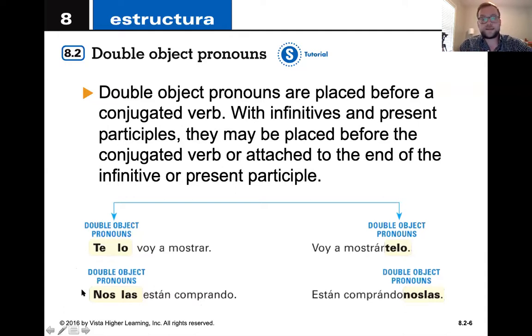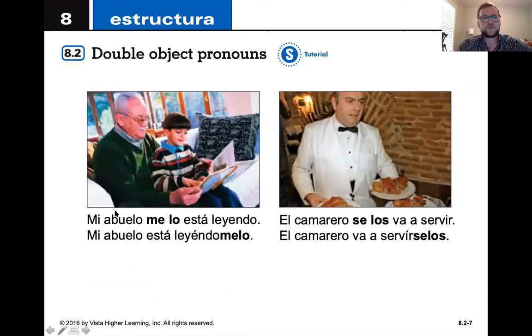Yo normalmente uso los pronombres antes del verbo, pero a cada quien como le guste, ¿no? No importa. Es igual. Es lo mismo, ¿no? Muy bien. Ok, otro ejemplo. Mi abuelo me lo está leyendo. He is reading it to me. Mi abuelo está leyéndomelo. Okay, and it just depends on preference.